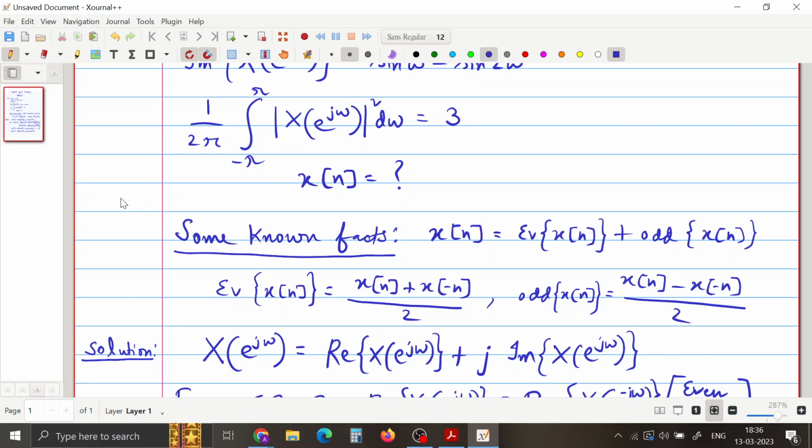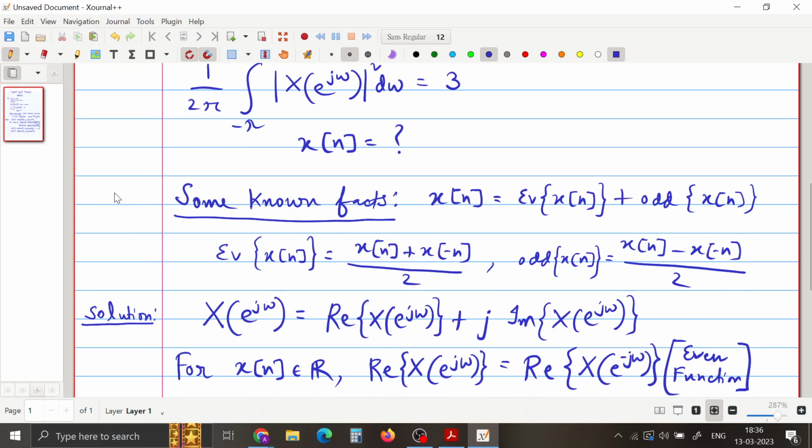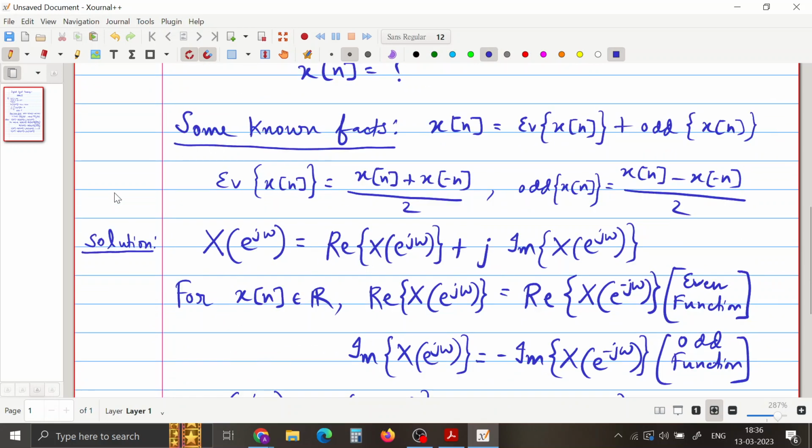So these are some known facts. I hope you already know them, or even if you don't, I have written them down. I know about even function and odd function, that formula and all, sir. No problem for me. Okay, great.